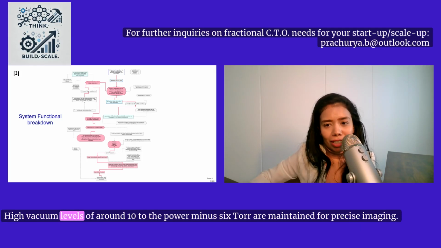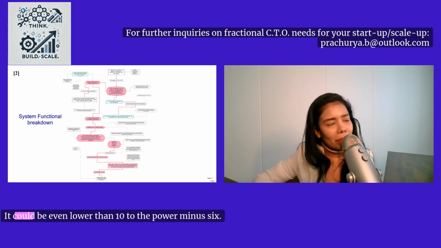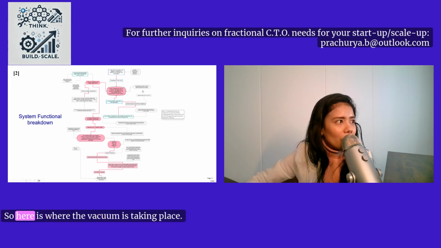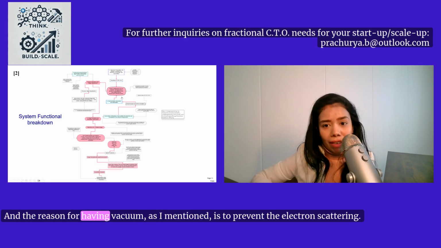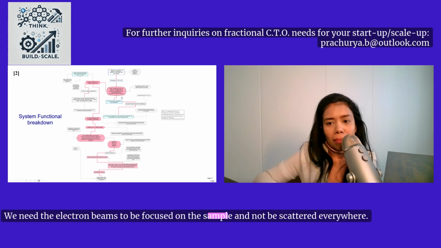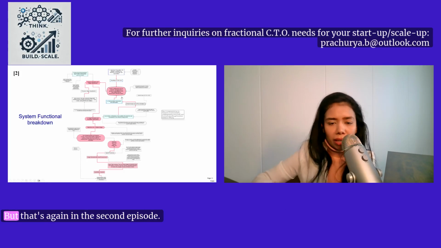High vacuum levels of around 10 to the power minus 6 torr are maintained for precise imaging. It could be even lower than 10 to the power minus 6. So here is where the vacuum is taking place. And the reason for having vacuum, as I mentioned, is to prevent the electron scattering. We need the electron beams to be focused on the sample and not be scattered everywhere. There are various different design methods for how you can achieve that, but that's again in the second episode.